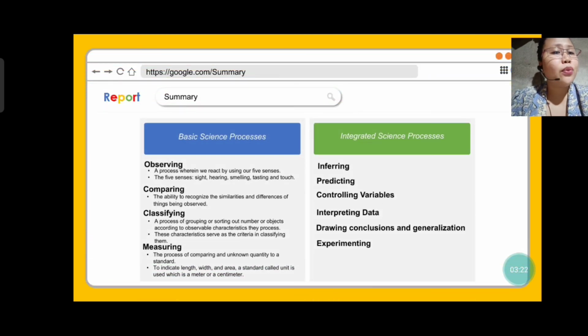So to sum it up, we learned the basic science process and the integrated science process skills. For basic science process, we have observing, a process wherein we react by our five senses. Comparing, the ability to recognize the similarities and differences of the things being observed, the classifying, the measuring. And for integrated science process, we have the inferring, the predicting, the controlling the variables, the interpreting the data, the drawing conclusions and generalization, and lastly, the final test of our skills is the experimenting.